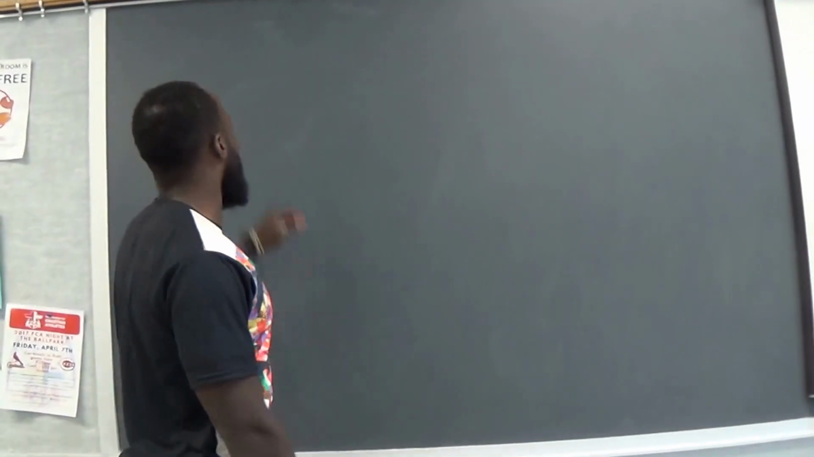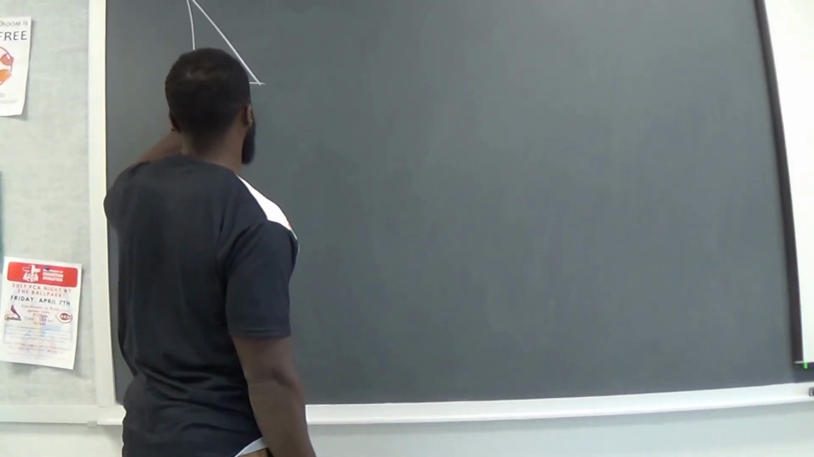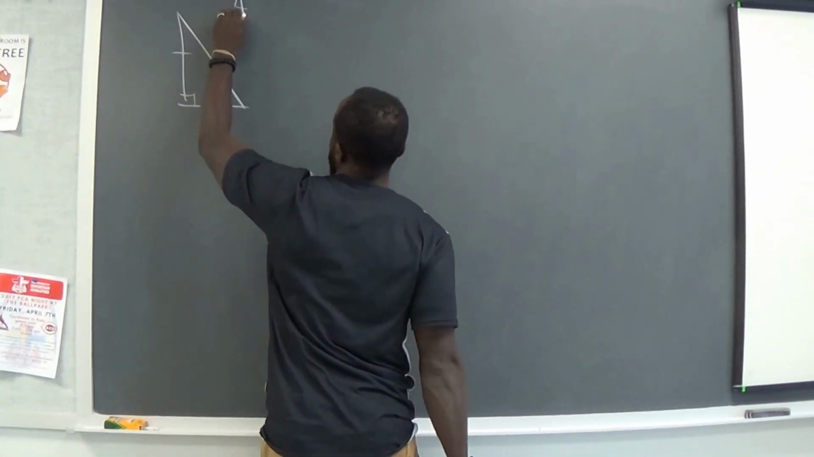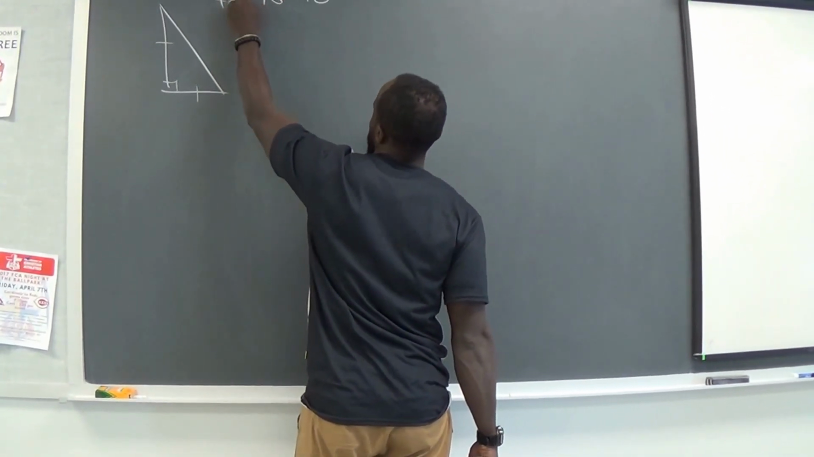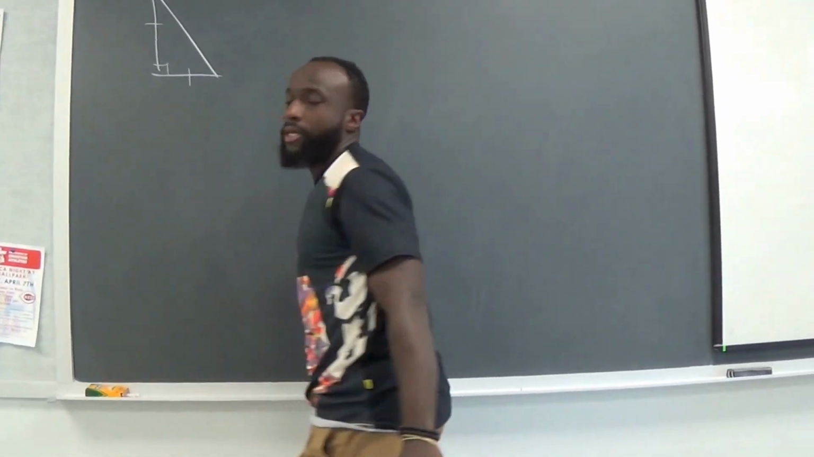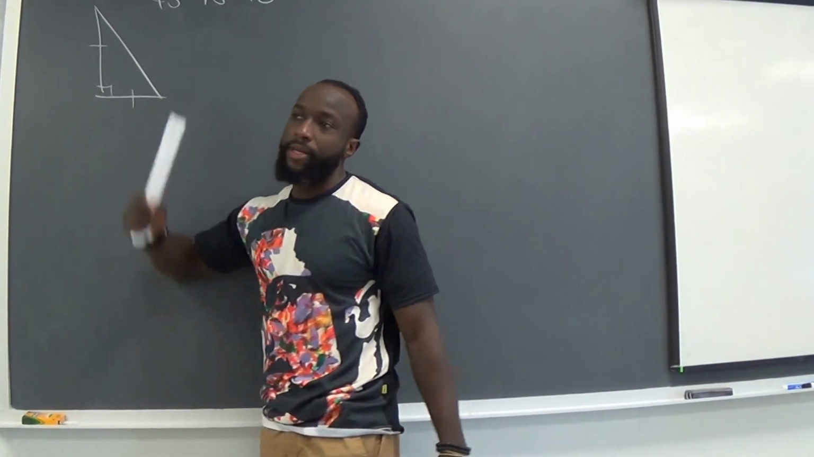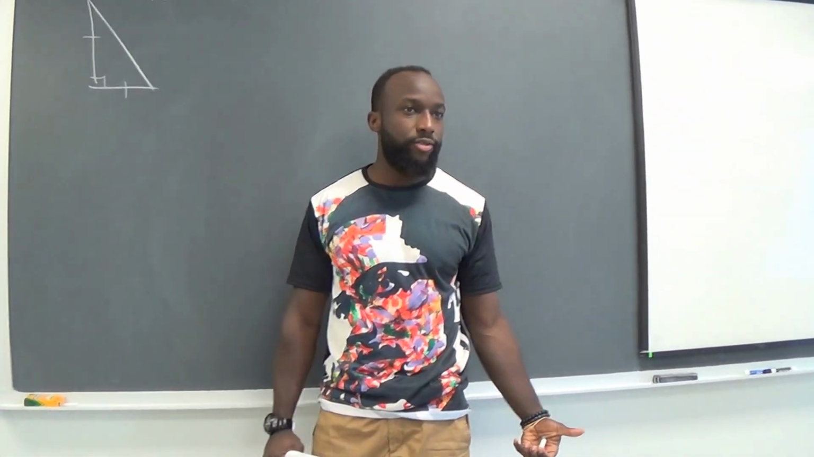All right. So the first one that I want to introduce you guys to, and for our class, we'll be reviewing it, is the 45-45-90 degree triangle. It's also known as an isosceles right triangle. One of my students asked me last period, how do I know if I'm dealing with a 45-45-90 triangle?